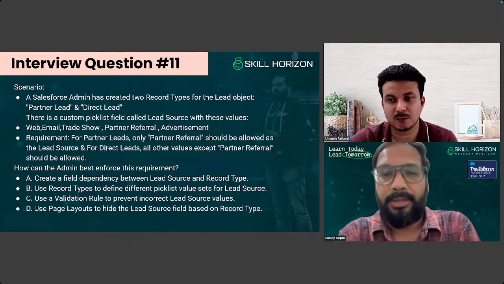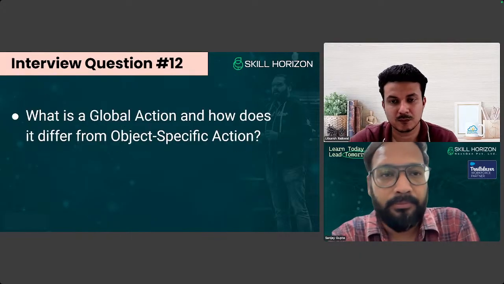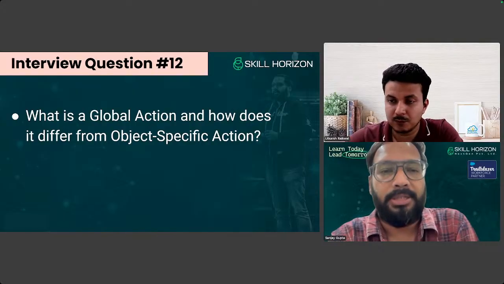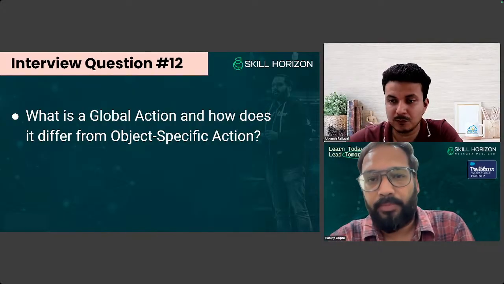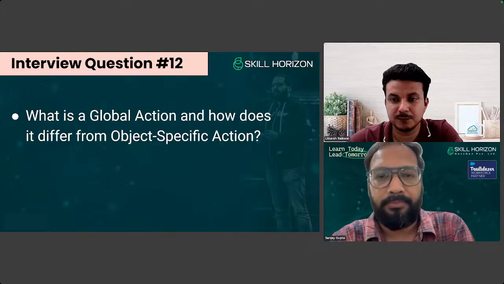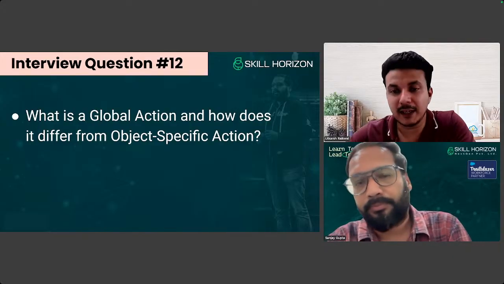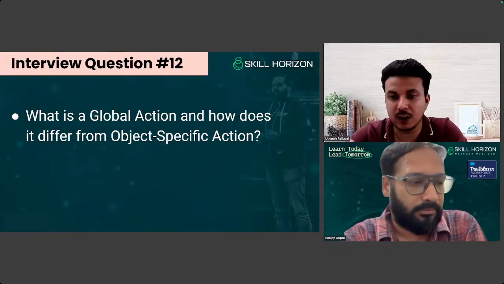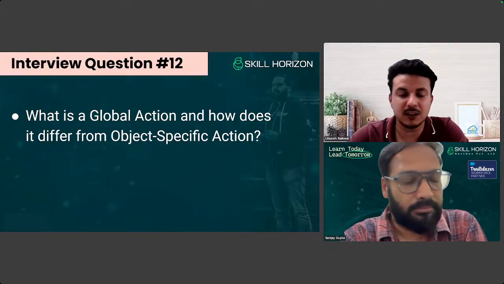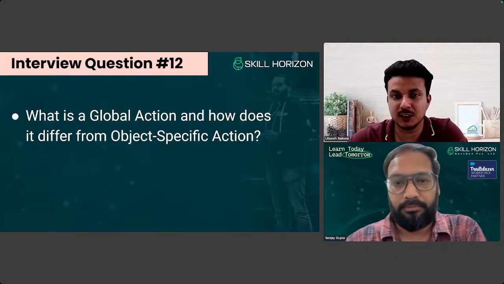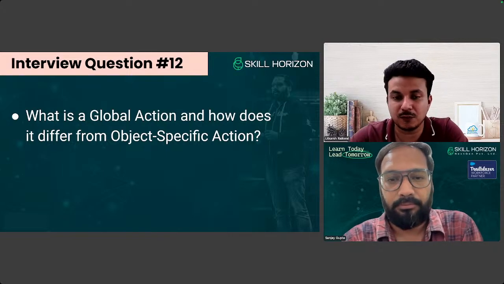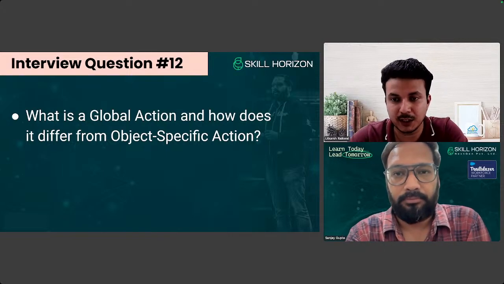Okay, moving on to the next question. So, what is a global action and how does it differ from the object specific action? Okay, yes, Utkarsh, go ahead. So global actions are not specific to any record. It can be placed anywhere in the org where that action is supported. Whereas in the case of the object specific action, it is specific to the object.